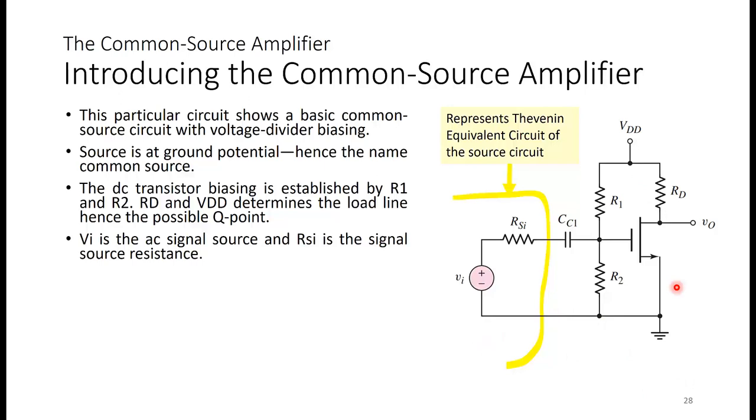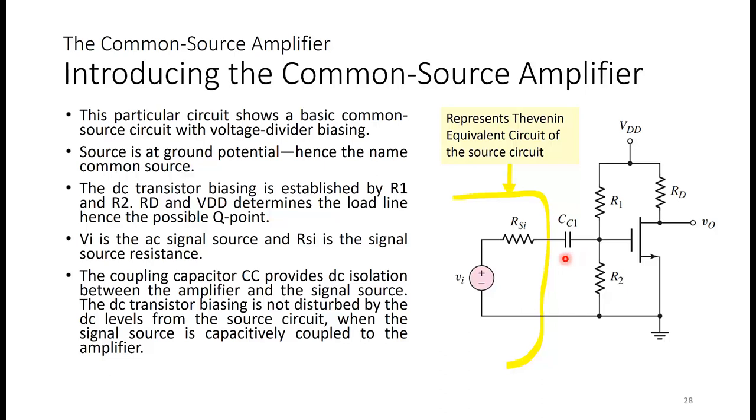There is a coupling capacitor here, CC1. The coupling capacitor provides DC isolation between the amplifier and the signal source. The transistor biasing, the one we mentioned about R1 and R2, is therefore not disturbed by the DC levels from the source circuit. Whatever DC levels are in the source circuit are for the source circuit, and because of this coupling capacitor, it is isolated from this amplifier. This amplifier gets its Q point from its biasing circuit, not from the source circuit. This is what it means when we say the signal source is capacitively coupled to the amplifier. The AC signal can go through, but not the DC level from the source circuit.